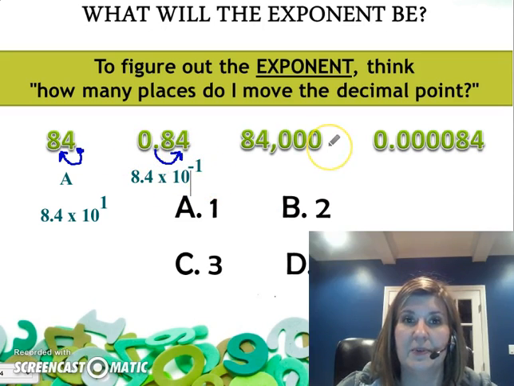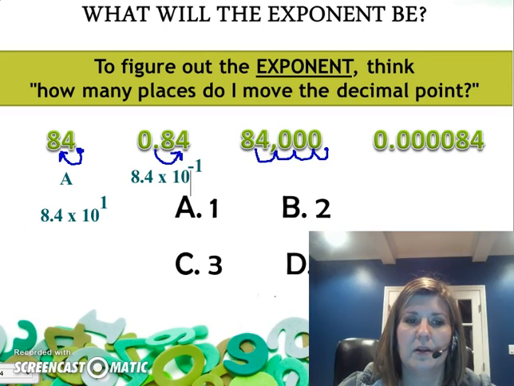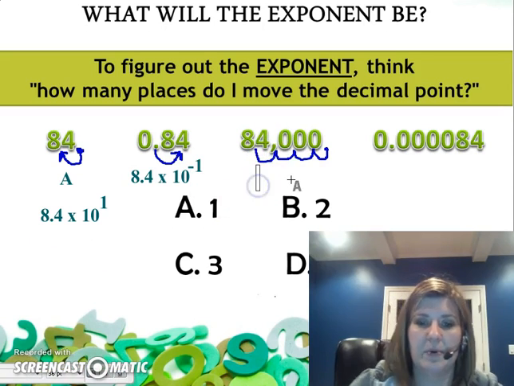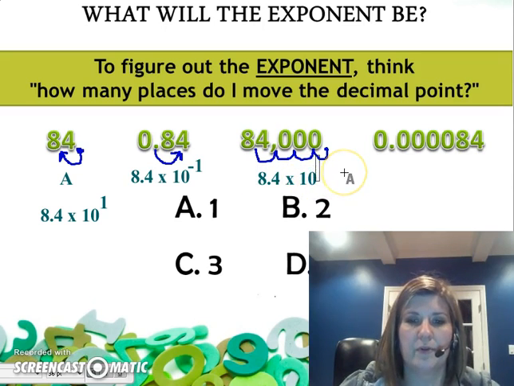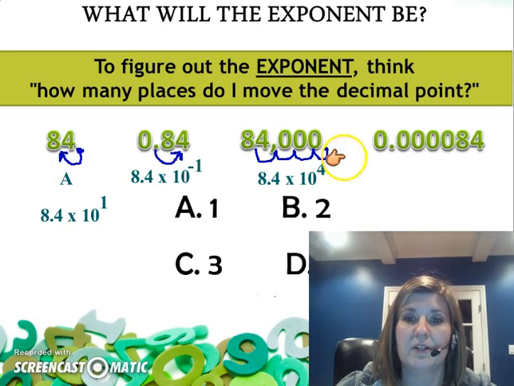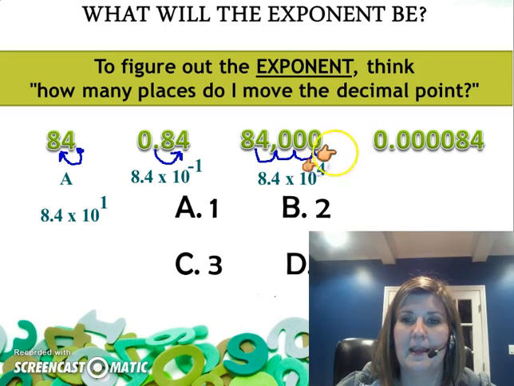For 84,000, we would start with the decimal over here, go 1, 2, 3, and 4 to reach a number of 8.4 times 10 to the 4th. Because we've moved that position 4 times, it's a positive exponent because the number is greater than 1.